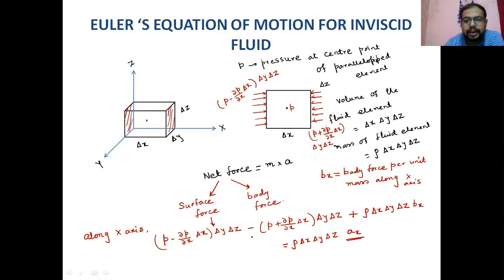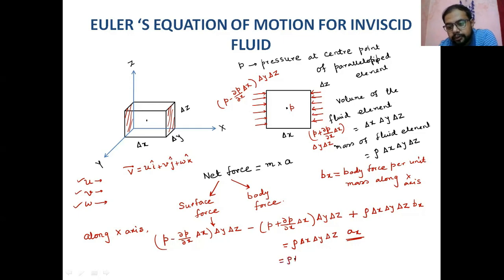So let you consider here, u is the velocity along x-axis, v is the velocity along y-axis, w is the velocity along z-axis. U, v, w. And the velocity vector, in terms of the vector, we can write it as ui plus vj plus wk. That is the velocity vector. So the acceleration terms we have seen in the previous chapter, kinematics of the fluid. We can write it down.